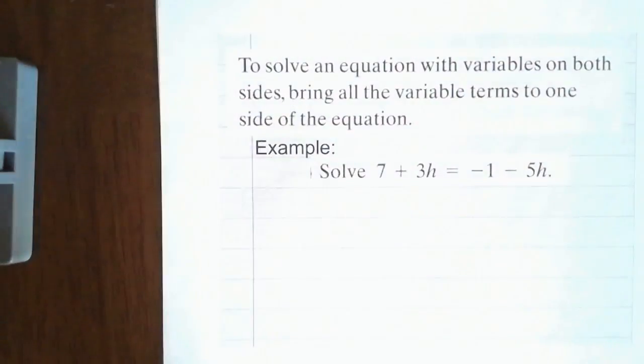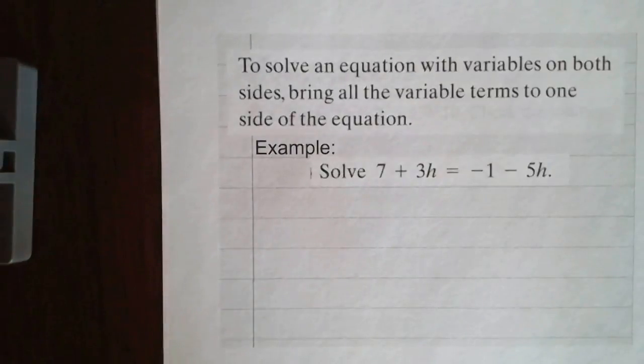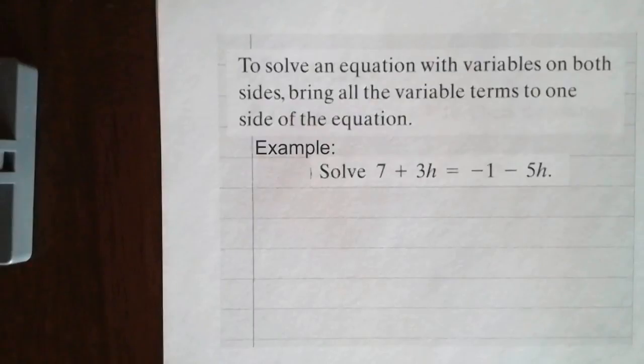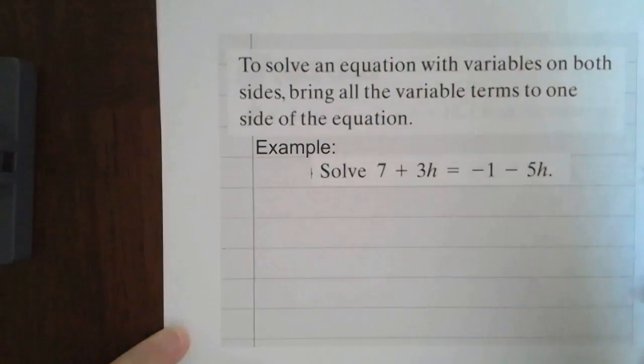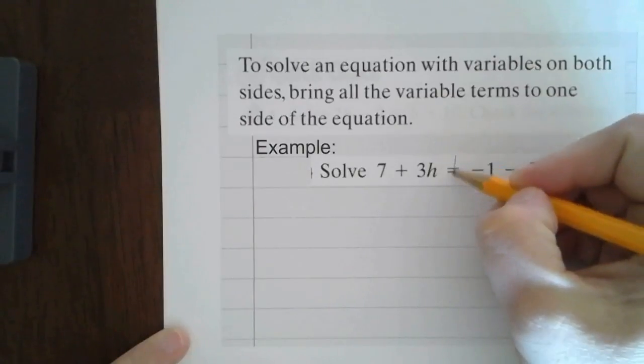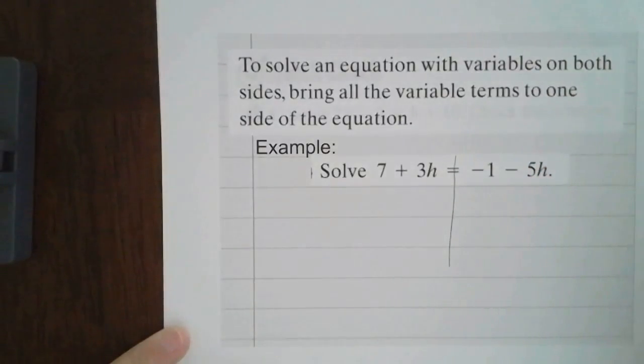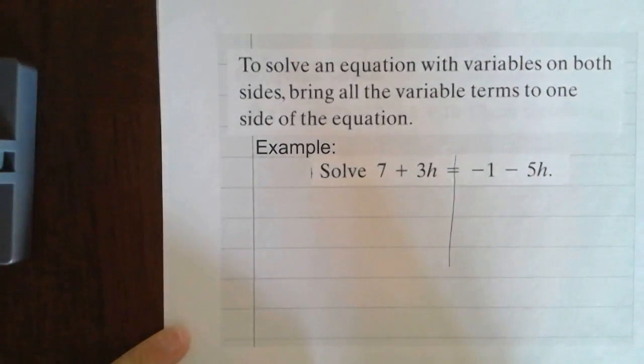Here's the first set of our notes. This one I would like you to write in your notes. It says to solve an equation with variables on both sides, bring all the variable terms to one side of the equation. This is very important. Please remember to keep the sides of the equation separate. Before you bring the variables to one side or the other, make sure that you combine your terms on each side separately.